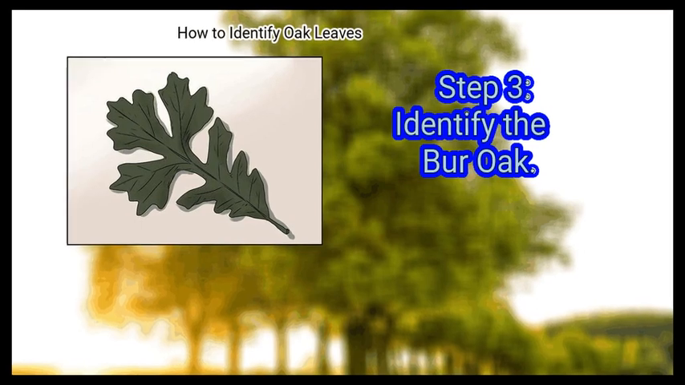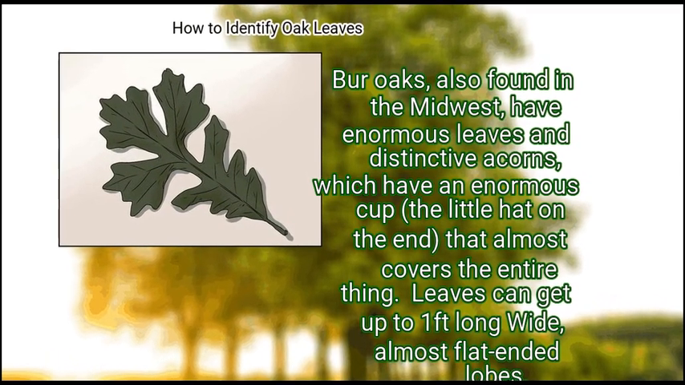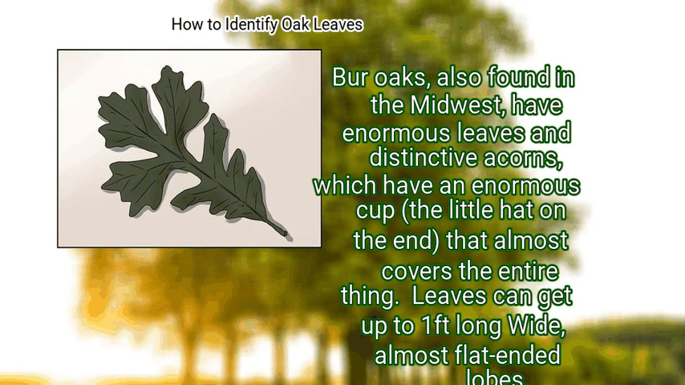Step 3. Identify the bur oak. Bur oaks, also found in the Midwest, have enormous leaves and distinctive acorns, which have an enormous cup, the little hat on the end, that almost covers the entire thing. Leaves can get up to 1 foot long, with wide, almost flat-ended lobes.